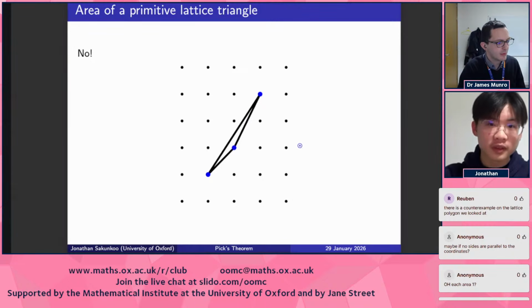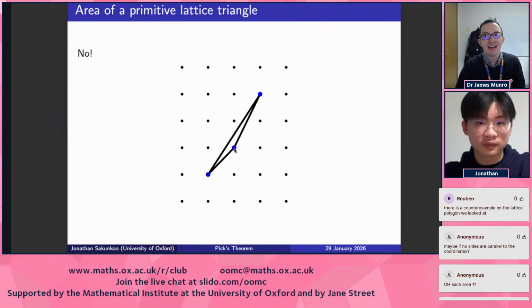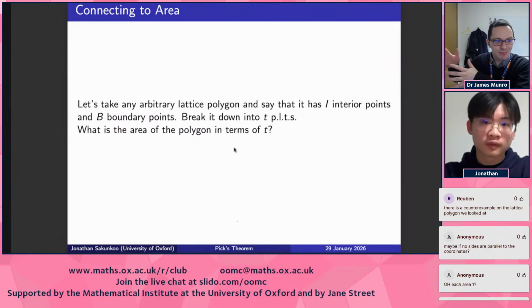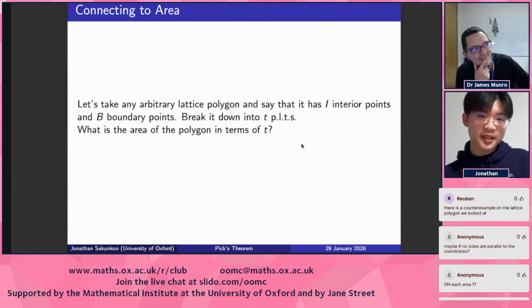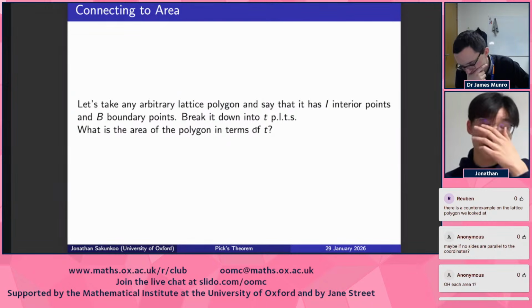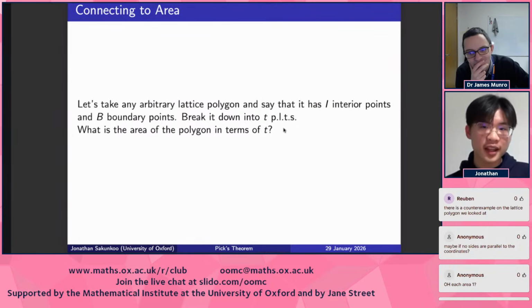Okay, so you're splitting this thing into small triangles that all have the same area, and now finding the area overall. If you believe that these primitive triangles all have area 1/2, you just have to count them, right? So we're going to take any lattice polygon, any polygon that has corners on the grid. Let's pretend it has I points on the inside and B points on the boundary, because we're trying to show that the area can be expressed in terms of only these two quantities. Let's say that we can break it down into PLTs, which just stands for primitive lattice triangles.